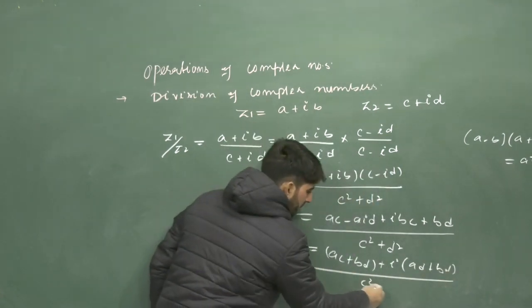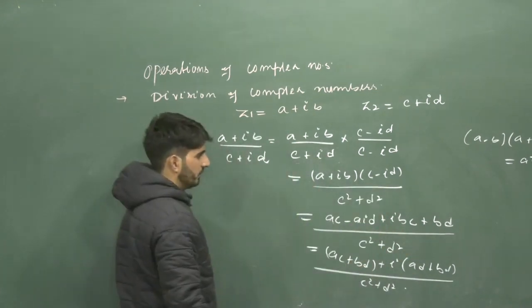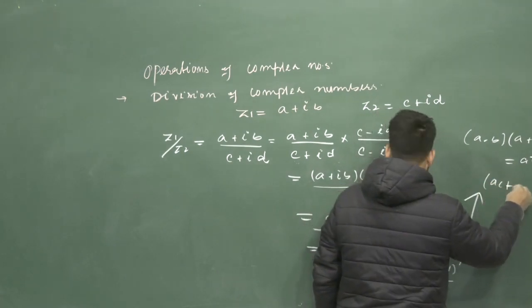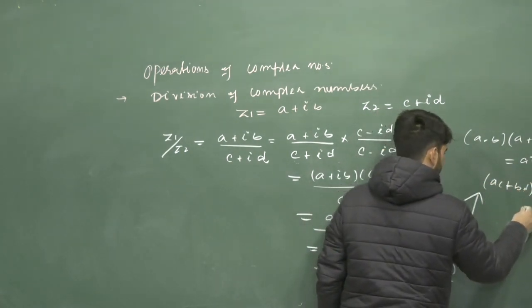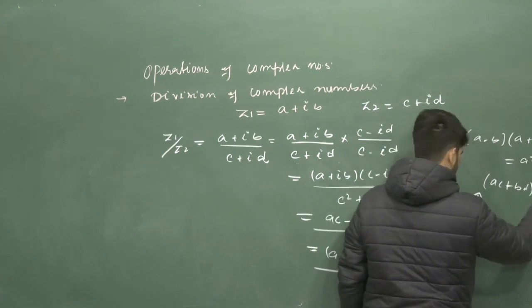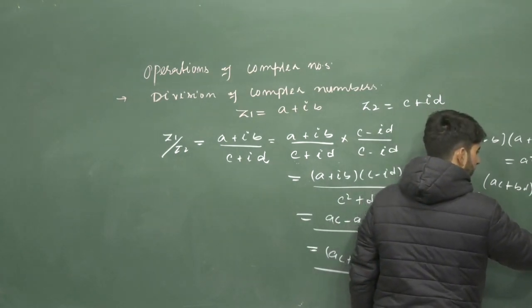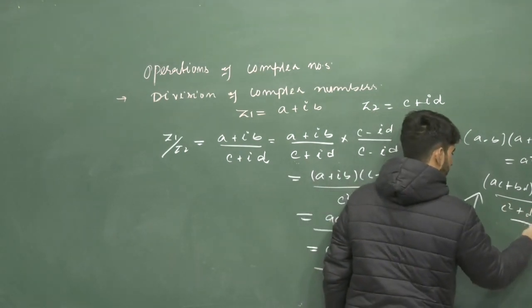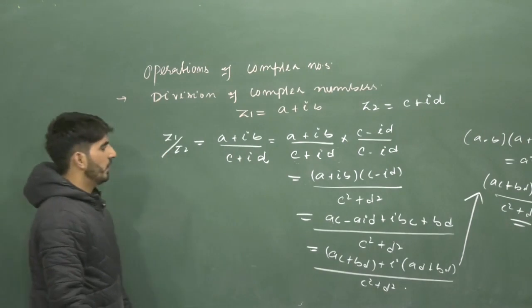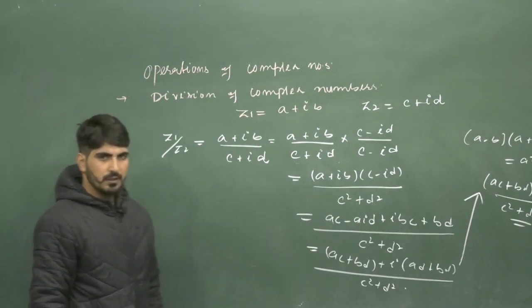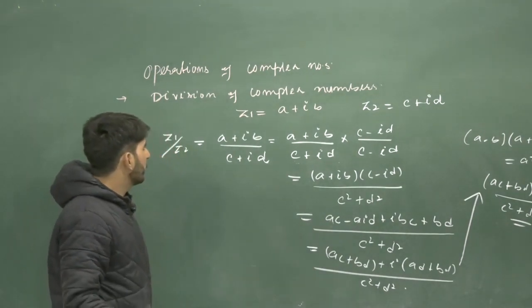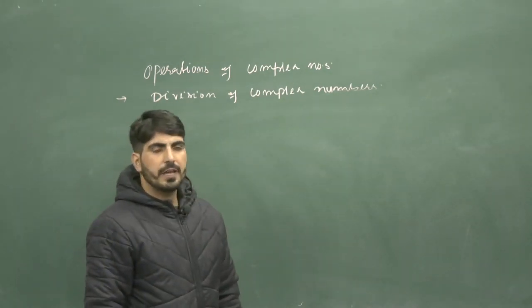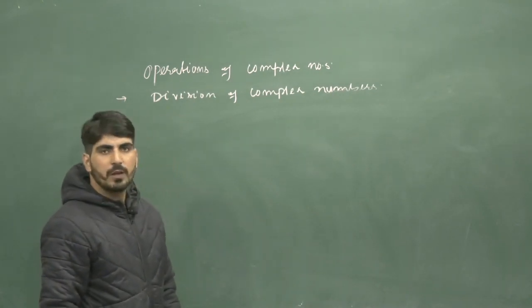Divided by c square plus d square. That is equal to (ac plus bd) plus iota times (bc minus ad), divided by c square plus d square. This is the procedure how to divide two complex numbers. Let's do an example related to the division of complex numbers.